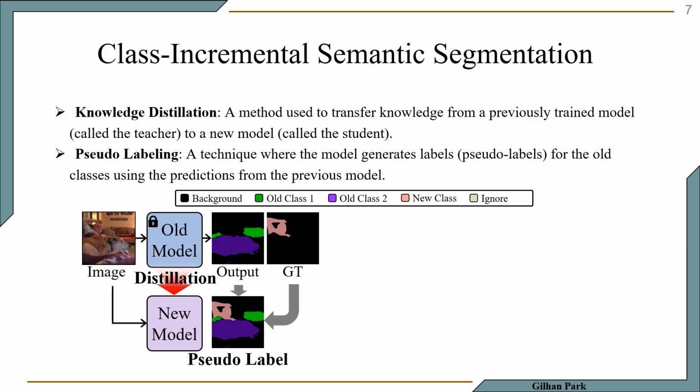Pseudo-labeling is used when we don't have the annotations for old classes anymore. The idea here is to generate pseudo-labels from the previous model's predictions for old classes. These pseudo-labels act as a substitute for the real annotations and allow the new model to retain knowledge about the old classes while learning new ones.